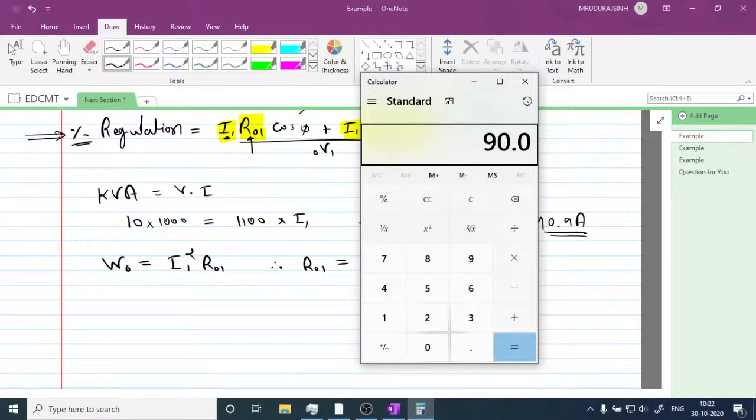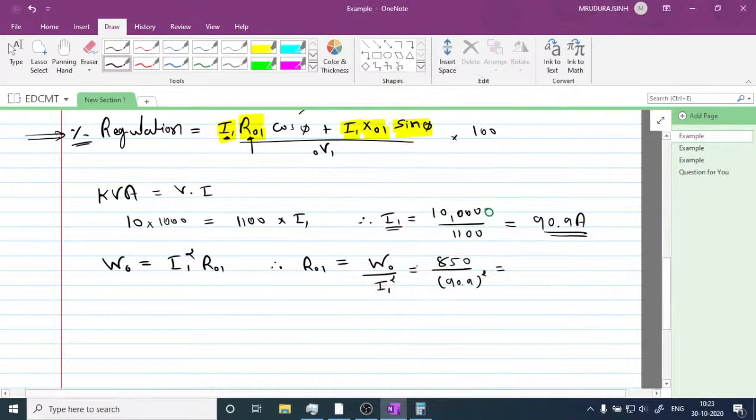So let us calculate. 90.9 into 90.9 is 8262.81. So 850 divided by 8262.81 gives us 0.1028, so we'll take it as 0.103. So 0.103 ohm will be the value of resistance.